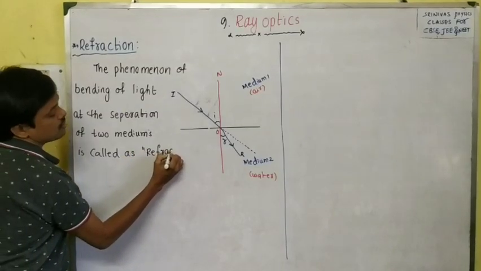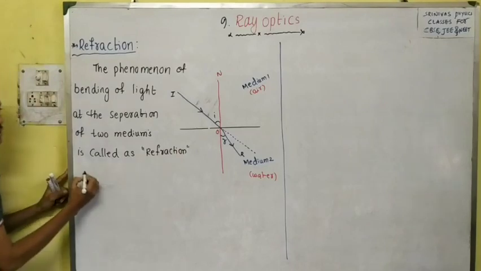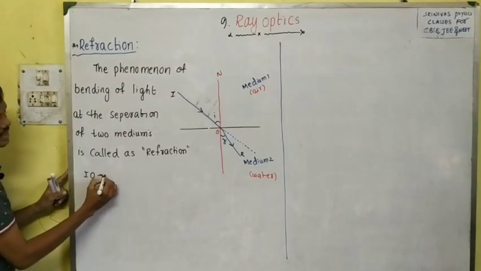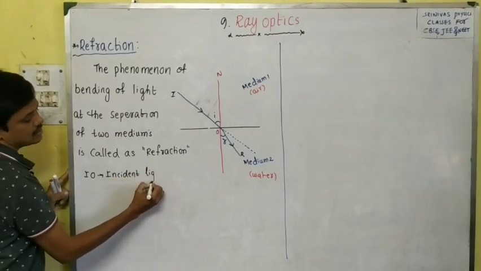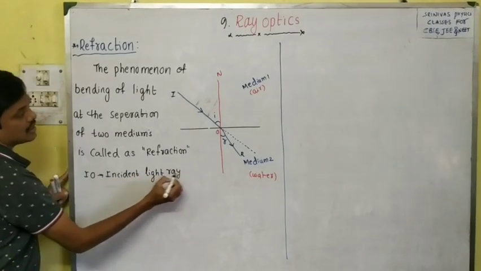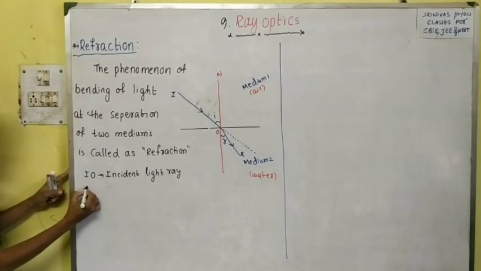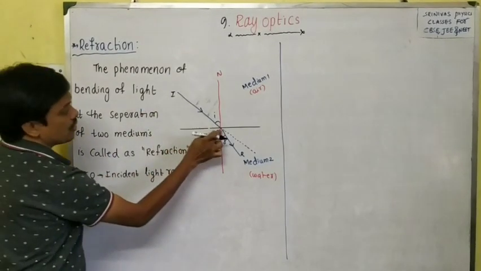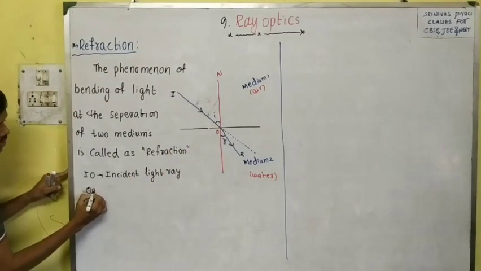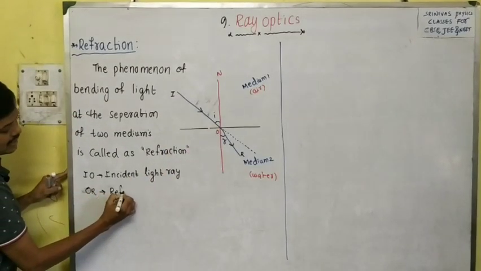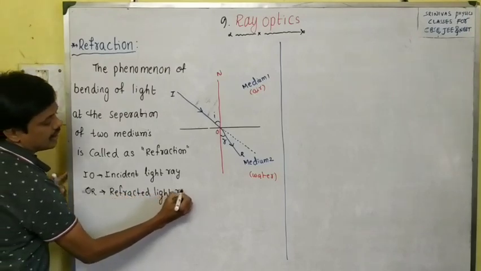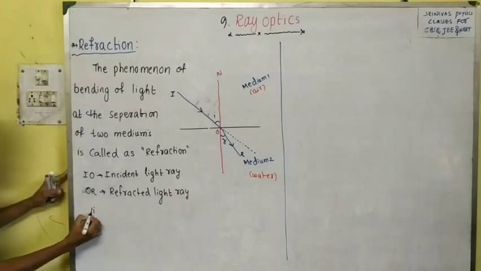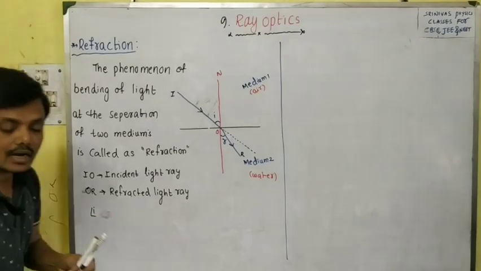If we go through some terms in refraction, what are the terms? IO is called the incident light ray, and OR is called the refracted light ray. I is called the angle of incidence. What is I? I is the angle of incidence.